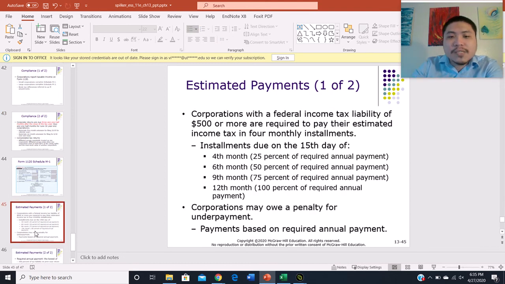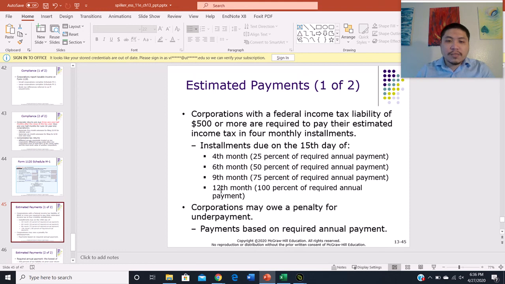Let's talk about estimated payments. Similar to individual taxpayers, we also have to make estimated payments. Every month when we receive our paycheck, the employer withholds the estimated tax that we're supposed to pay. Same thing for corporations, but for corporations there are only 4 installments. The installment due dates are the 15th day of the 4th month, the 6th month, the 9th month, and the 12th month, basically corresponding to the quarters of operation.